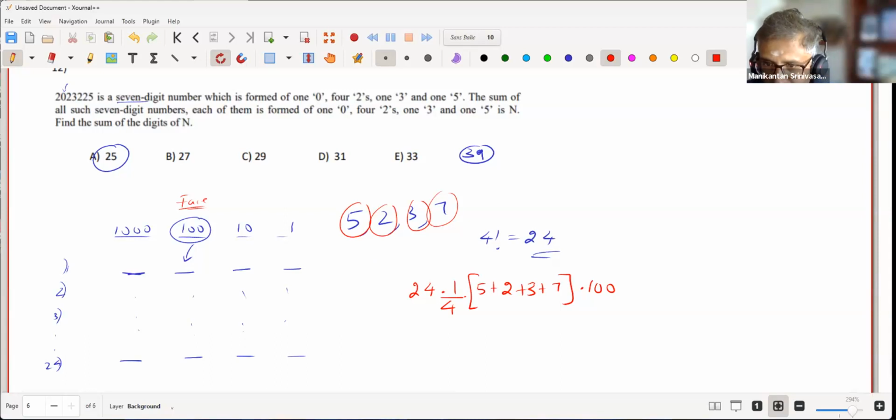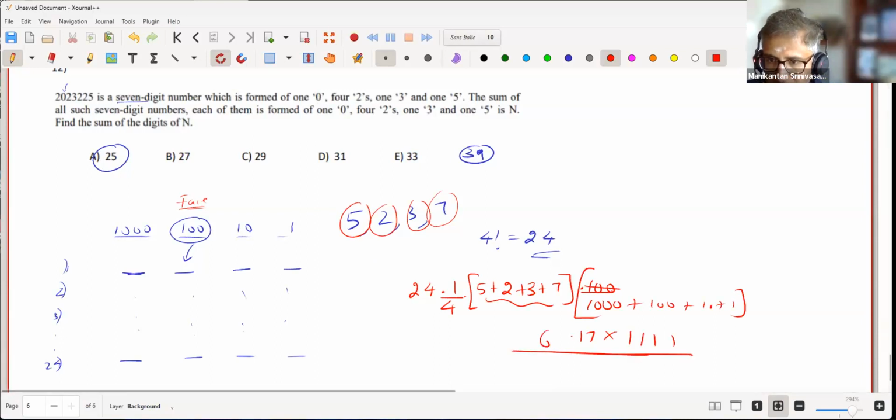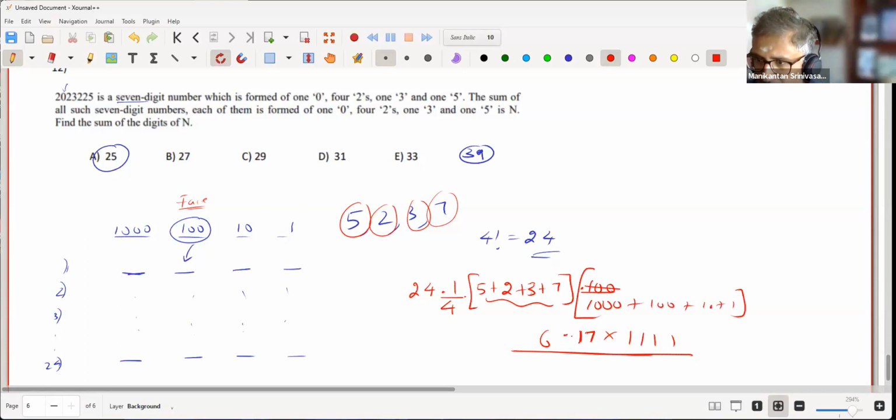Now we can do the same thing with every single digit, so the hundreds digit was just one example. I can extend this and say the same approach carries for every single digit. Therefore, it's 1000 plus 100 plus 10 plus 1, so it's 1111 times the sum of these 4 numbers, 5 plus 2 is 7, plus 3 is 10, plus 7 is 17, times 24 by 4, which is 6. So we get this answer in one shot. Is this clear?